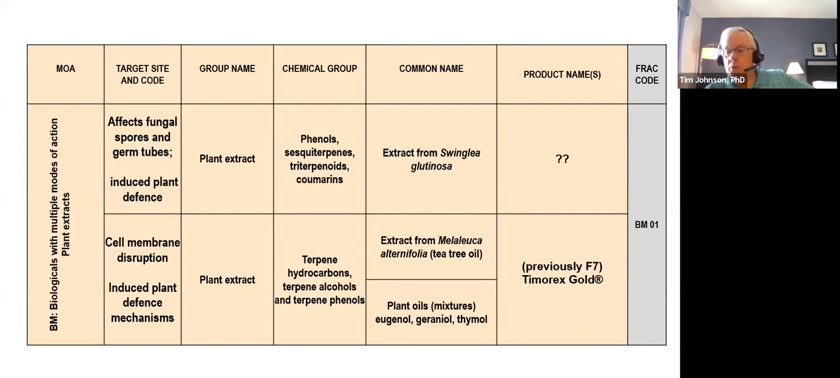So Timorex Gold has been on the market for some time. It's pretty well known. It has multiple modes of action, including cell membrane disruption, as well as inducing plant defense mechanisms. And the difficulty I find when researching these sorts of products, as well as the BM2 that I'll talk about in a minute, which are biologically derived microbes, is that it's really difficult to tell the contribution of these types of products from the different modes of action. So how much of the mode of action of tea tree oil is from inducing plant defense mechanisms versus cell membrane disruption? That's kind of the point here.